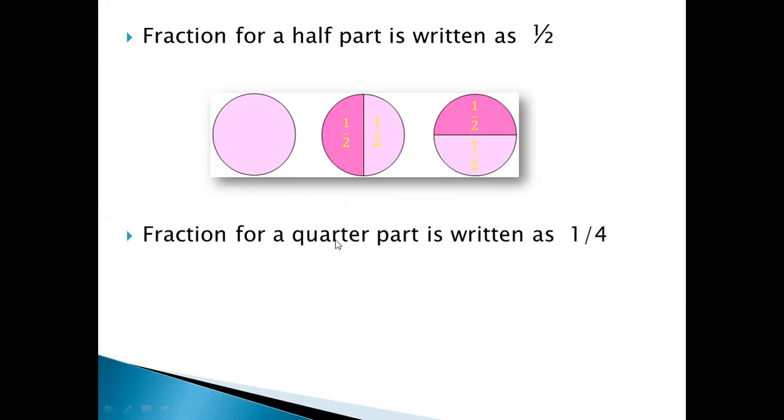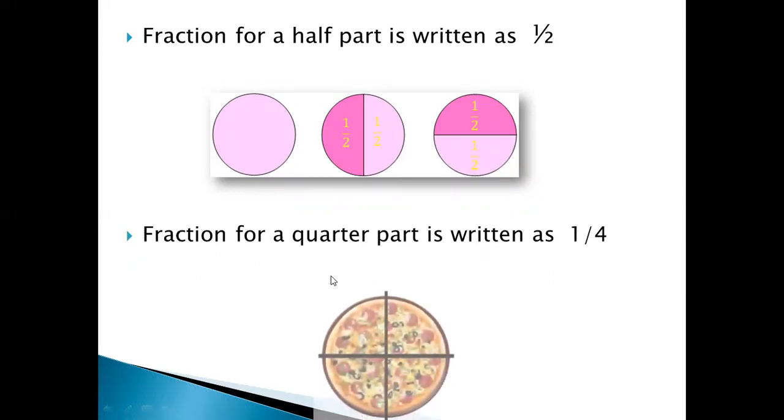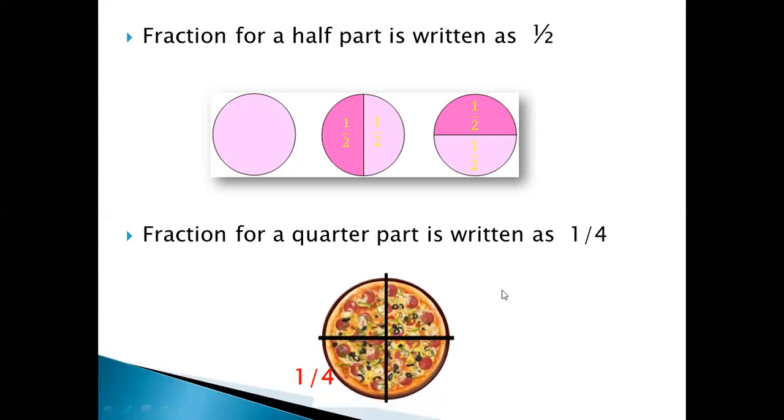What is the quarter part or 1 over 4? Quarter means fourth part. So look at this pizza, your favorite one. I have divided it into 4 equal parts, and each part is called a quarter. And in fraction form, we write quarter part as 1 over 4. 1 part out of 4 parts. If we talk about this one, 1 part out of 4 parts. And this one, 1 part out of 4 parts. Or you can say 1 over 4 or quarter.